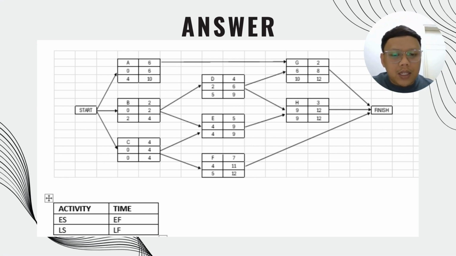For activity G, the time is 2, early start is 6, early finish is 8, late start is 10, and the late finish is 12. And lastly activity H, the time is 3, early start is 9, early finish is 12, late start is 9, late finish is 12, and go to finish. And that's all from me.